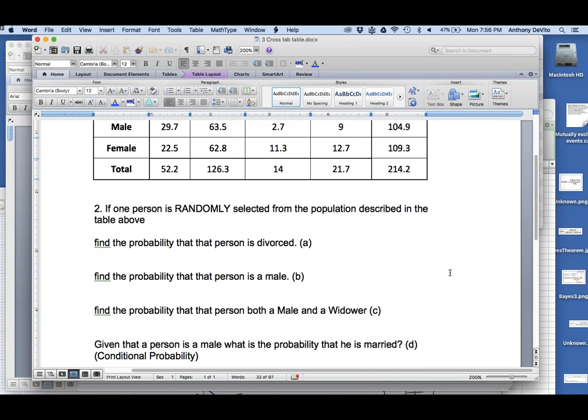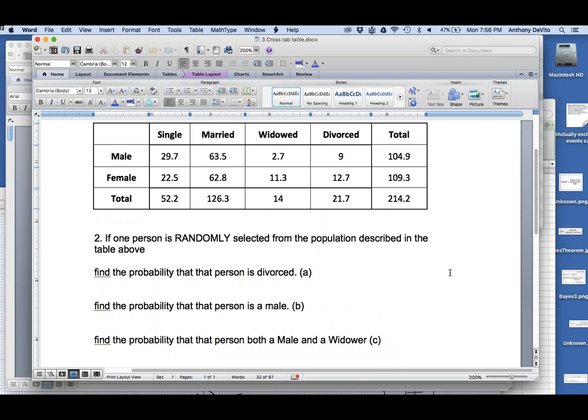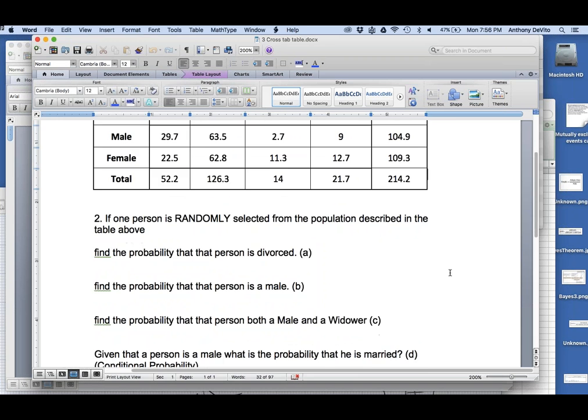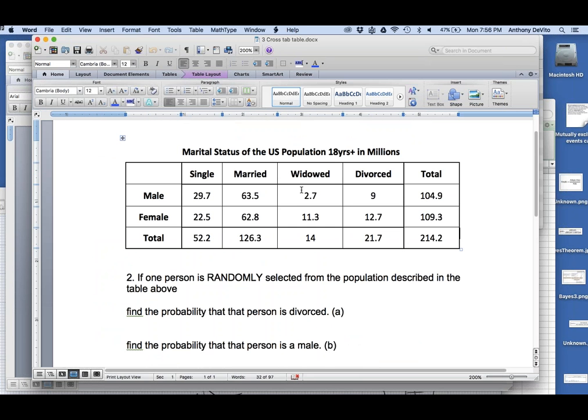What's the probability that the person is a male and a widower? Now, what is that an example of? Is that a union or an intersection? That's an intersection. You're only looking at the people that both of those properties apply to. So what's the probability that they are a male and a widower? 2.7 over 214 million, right?